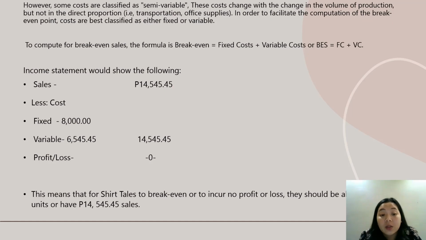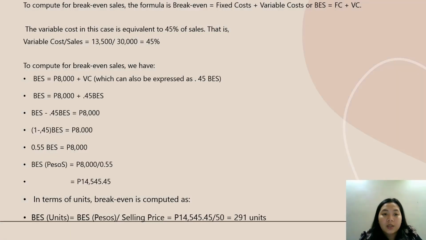This means that for the business to break even, or to incur no profit or loss, they should be able to sell 291 units, or have 14,545.45 in sales. So we will look into the computation.